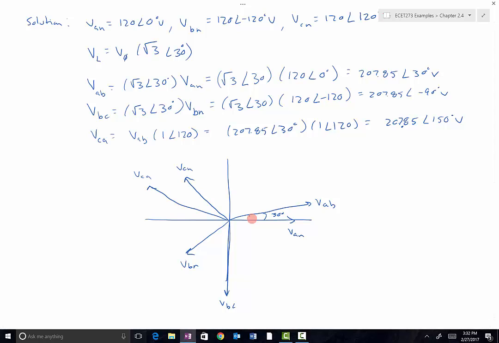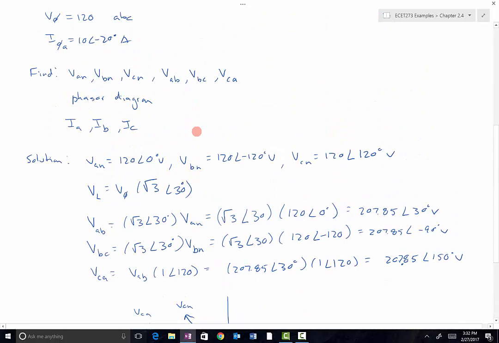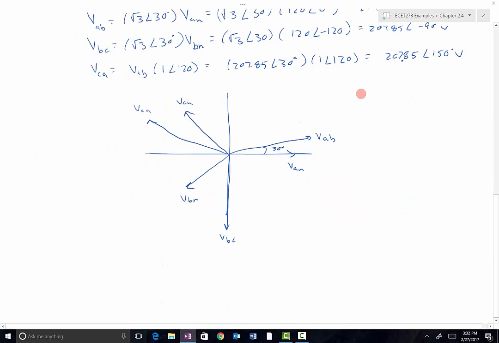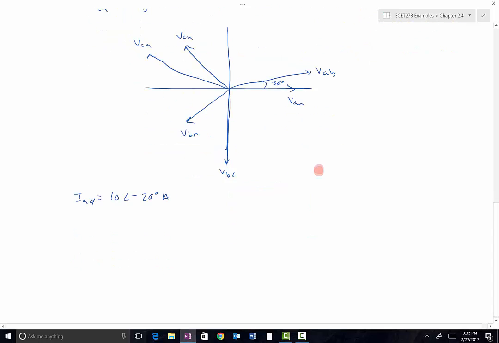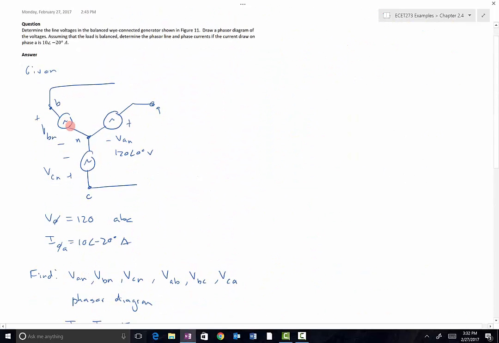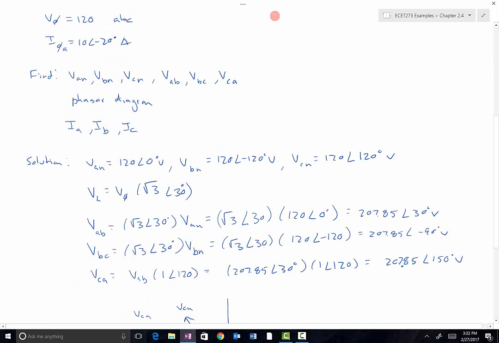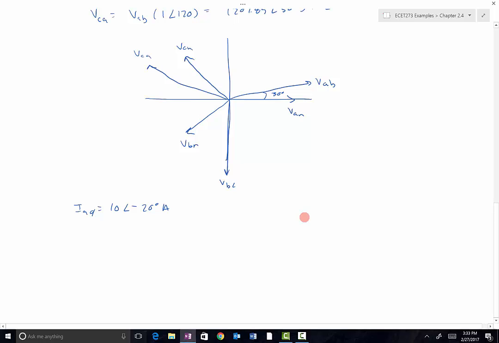We were then asked to determine the currents. We were told that the phase current in A is 10 angle negative 20. So I phase A is equal to 10 at angle negative 20 degrees amps. And from the diagram, you can tell that the phase current, the current flowing here, has got to be the same as the current in the line. So I phase A and I line A have to be the same. So we just have to find IA, IB, and IC.